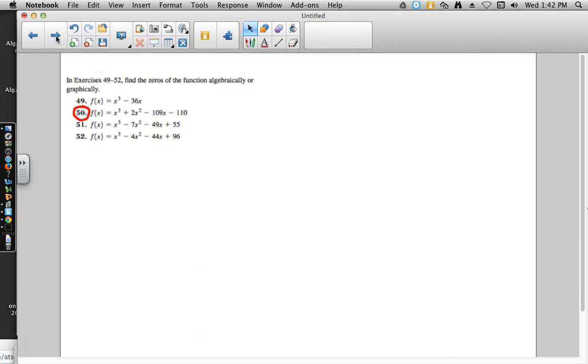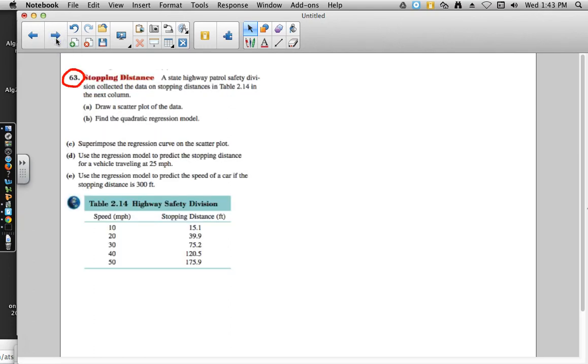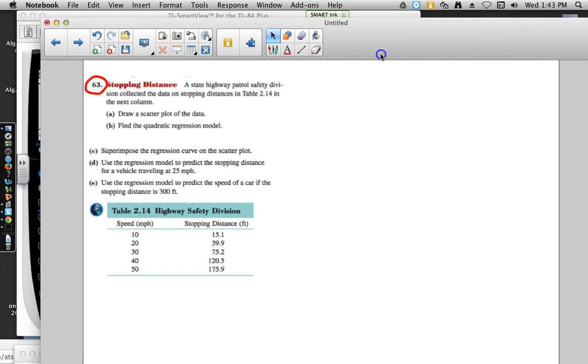Next one up. Number 63. Number 63 has a stopping distance problem. A State Highway Patrol Safety Division collected the data on stopping distances in table 2.14 below. And it says, draw a scatter plot of the data and find the quadratic regression model. Kind of nice of them to tell us what it's going to be. So we know what to expect when we're punching this in.